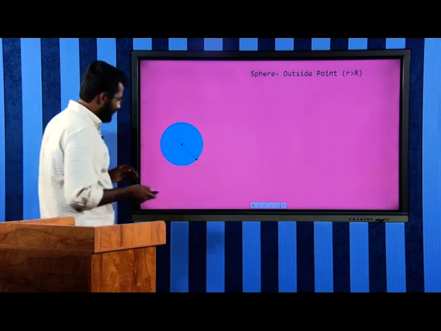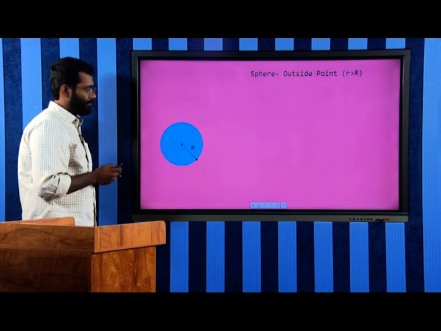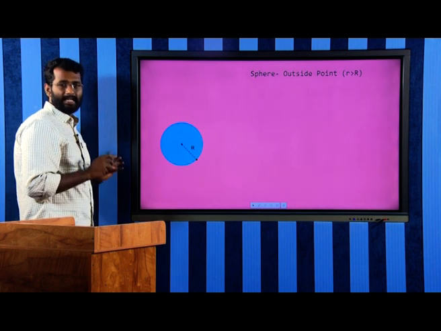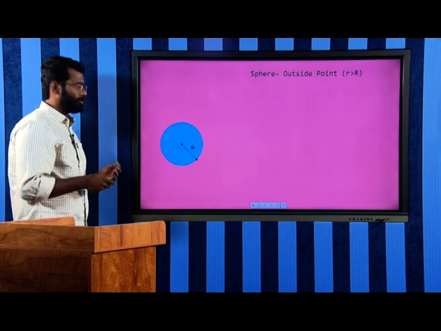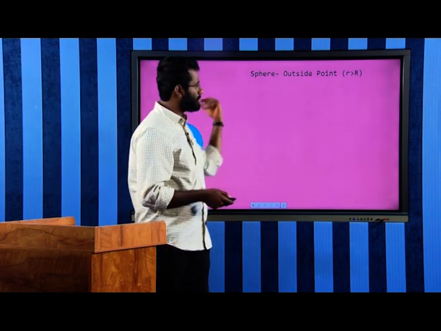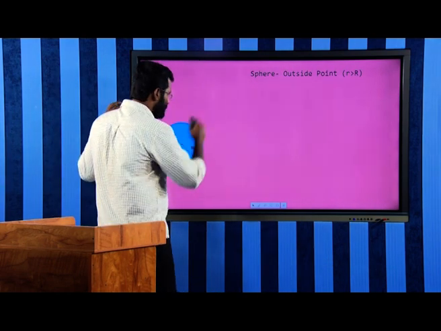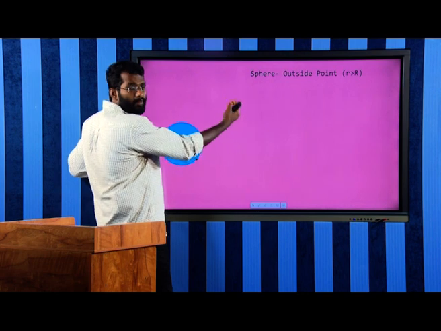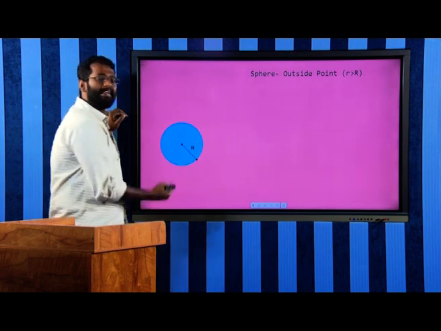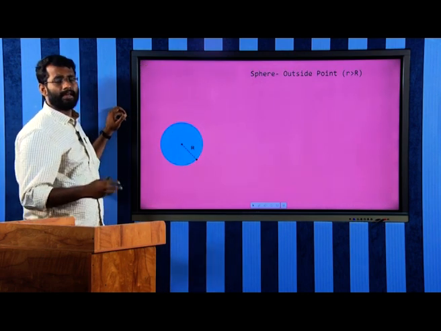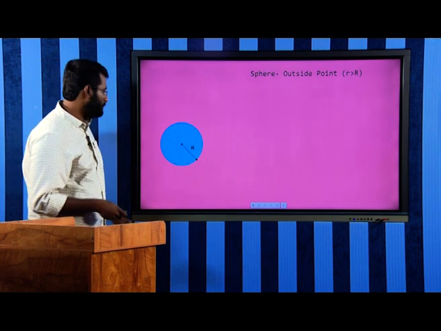So, we have a sphere of radius R. Now, we want to calculate the electric field outside. First of all, we will calculate the field at a point outside this sphere, then we will calculate it on the surface and then inside, and we can calculate its variation also.